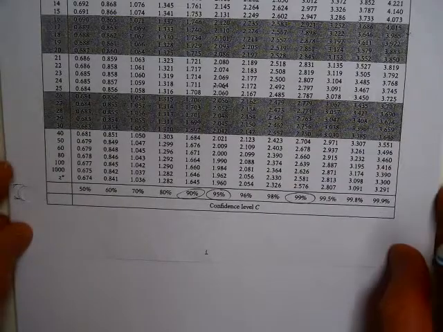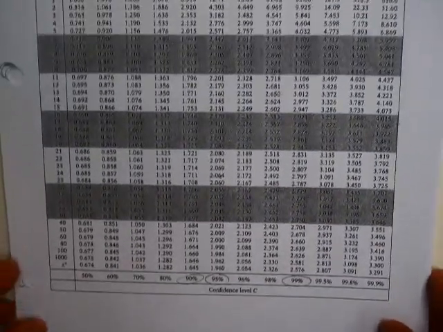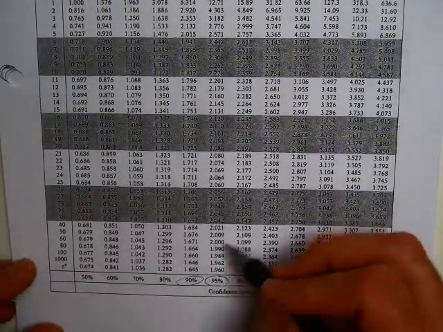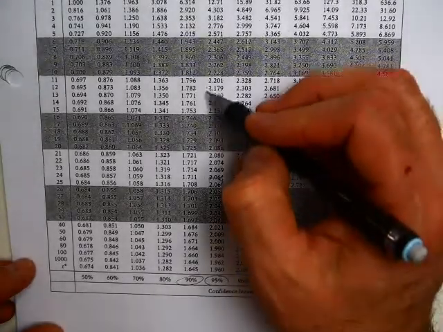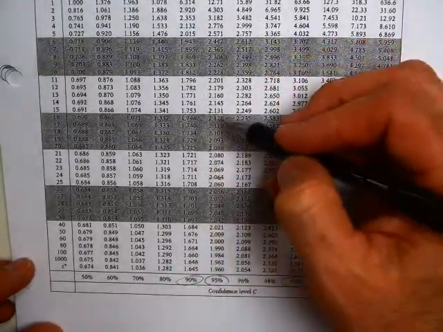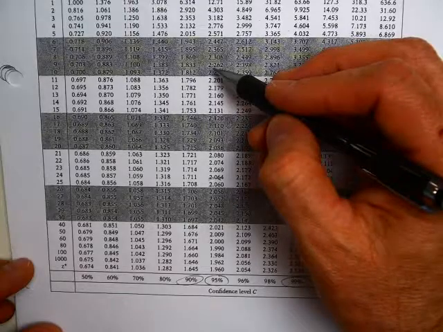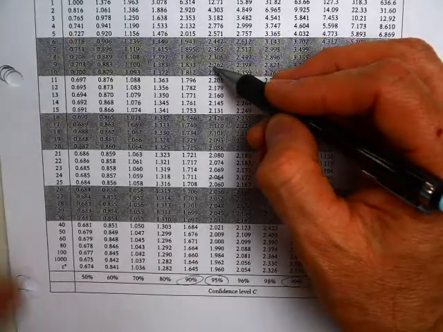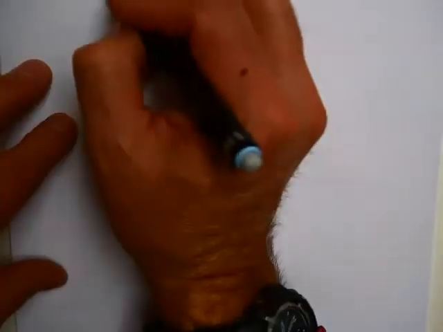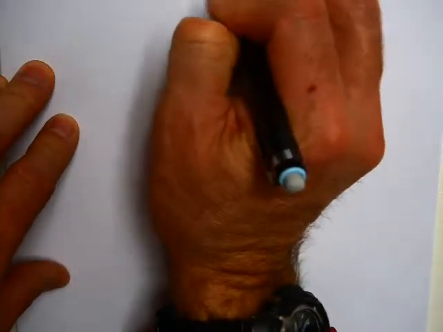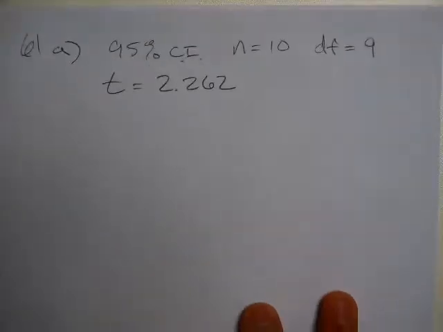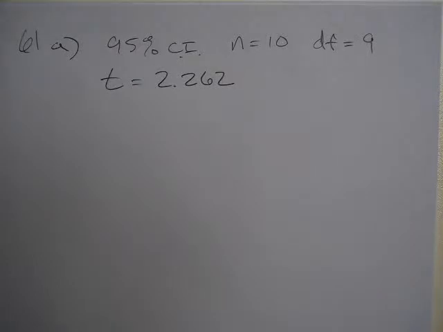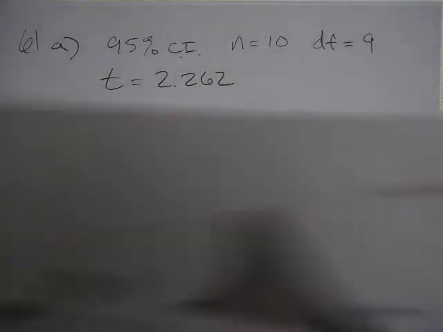So to find the value that this problem is looking for, I just go to 95% and I go up until I find 9. See, where am I at? Make sure I'm in the right column there. 2.262 it looks like. That's it. So t equals 2.262. Pulled it straight off of the table.